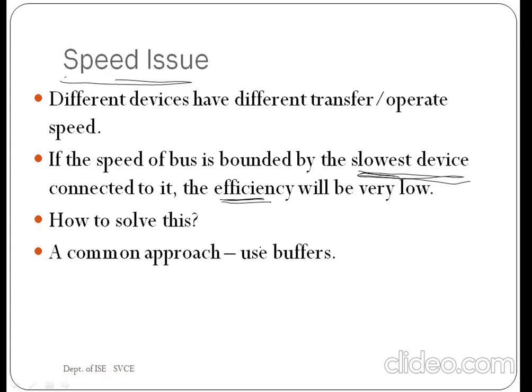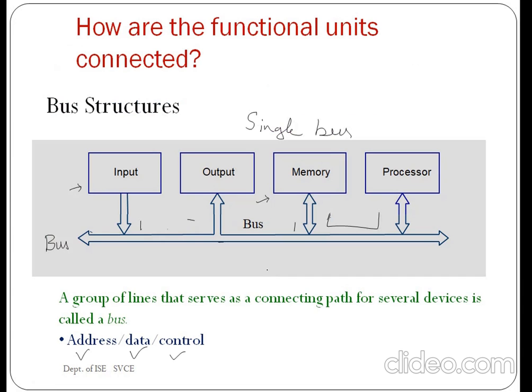The simple solution is to use buffers. If you have observed a printer, when you give a print option, first it buffers the document. Each device is associated with a buffer, either an input device or an output device. So whatever input or key you press is not sent directly to the bus. First it is stored in the buffer, then from the buffer it is sent to the bus.